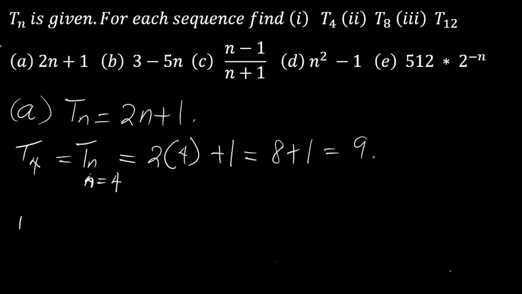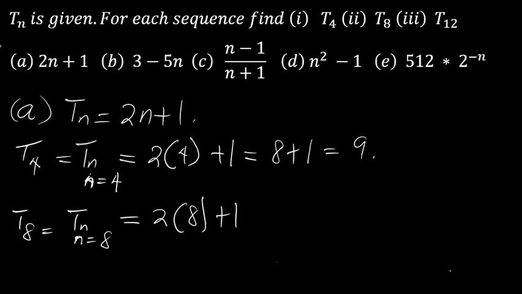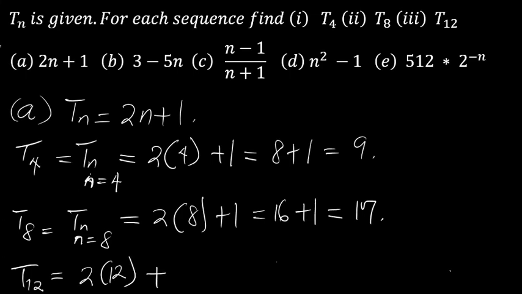Now they also asked us to get the eighth term. The eighth term is the nth term when n is equal to 8, which implies 2 times 8 plus 1, which is 16 plus 1, equal to 17. Now the 12th term is the nth term when n is equal to 12. So it will be 2 times 12 plus 1. So this will give us 24 plus 1, which is 25. So this is for the A part of this question.